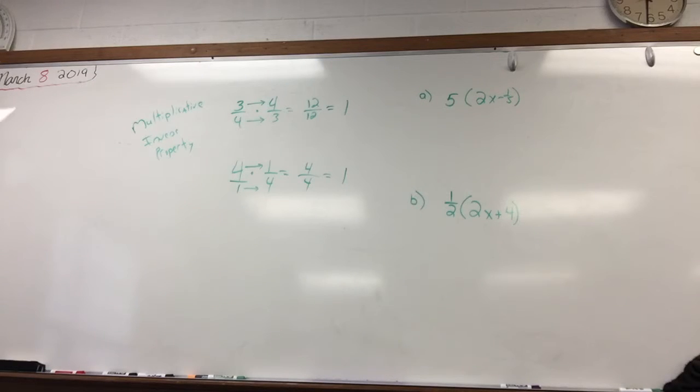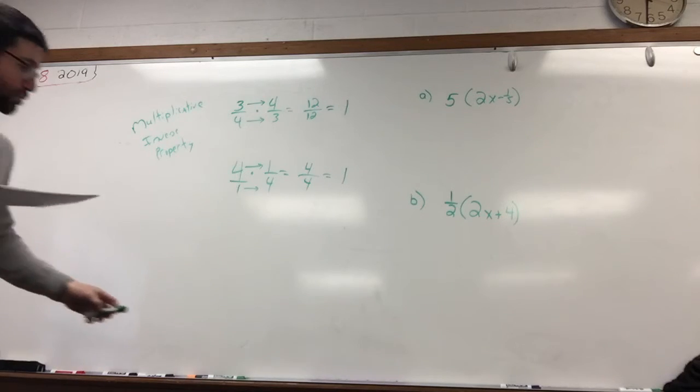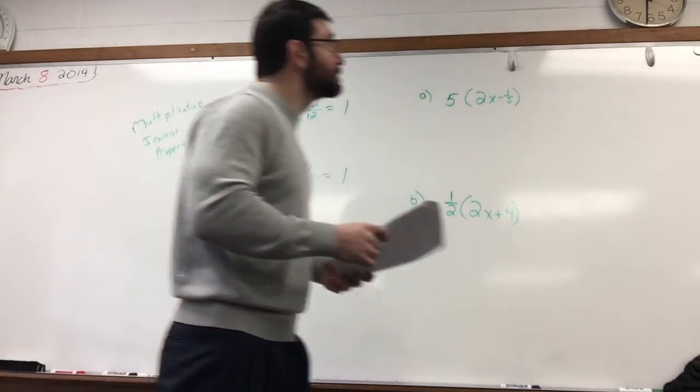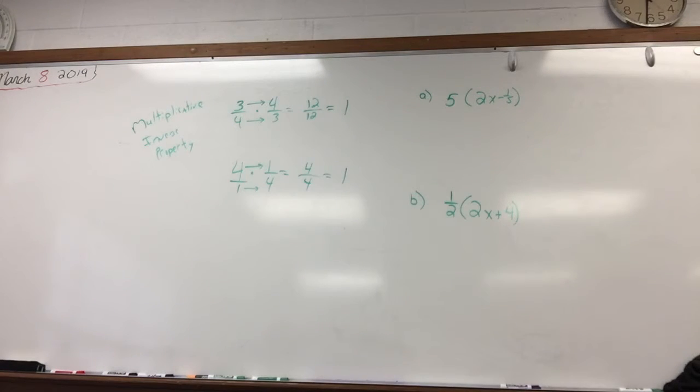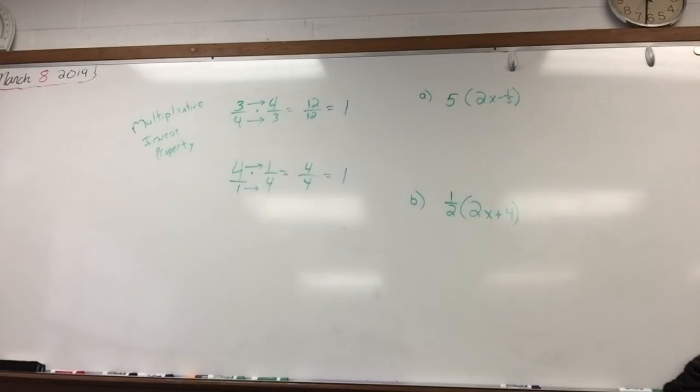Now, what property do we need to use to simplify? Go ahead, Nevada. The distributive property. So we are using the distributive property. So talk it over with the table once you have them. So try to do them on your own, distribute, and then talk them over.